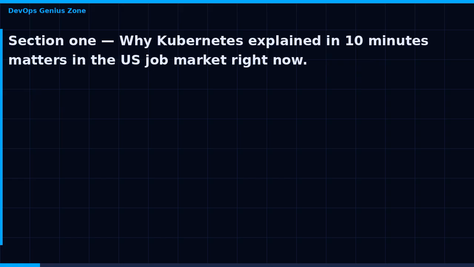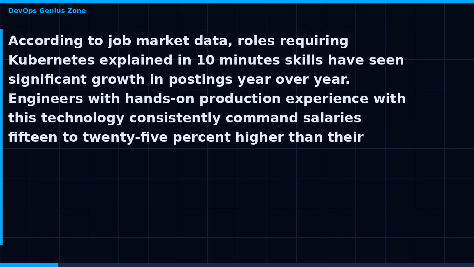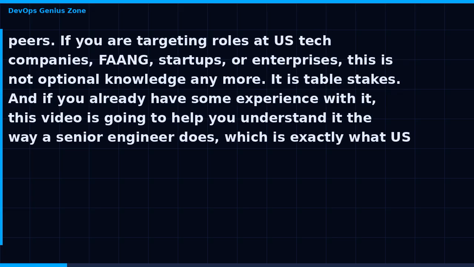Section 1: Why Kubernetes explained in 10 minutes matters in the US job market right now. Kubernetes is the container orchestration platform running at virtually every major US tech company. CKA and CKAD certifications are among the highest paying in the DevOps field. According to job market data, roles requiring Kubernetes skills have seen significant growth in postings year over year. Engineers with hands-on production experience with this technology consistently command salaries 15 to 25% higher than their peers.